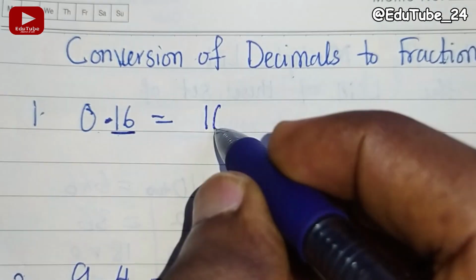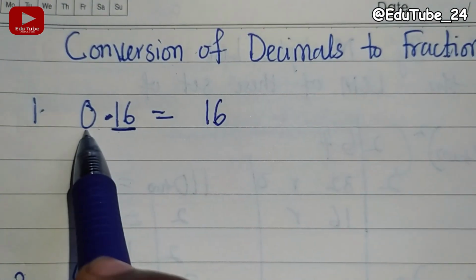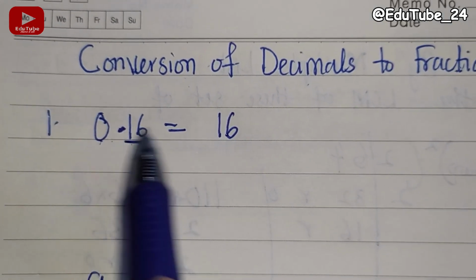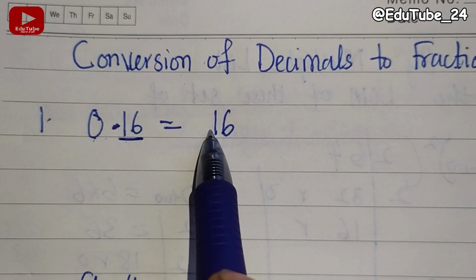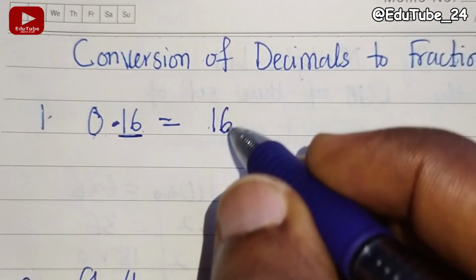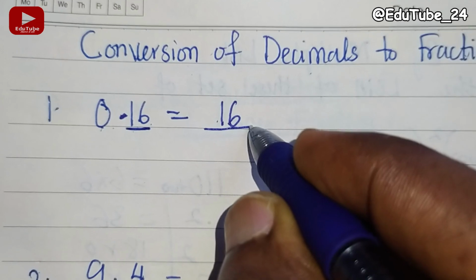So I'm going to write 1 and 6. Now remember, the whole number here is 0, so it's insignificant. It is unnecessary to put it before the 1. So this 1 and 6 naturally becomes our numerator. Then, what would be our denominator?